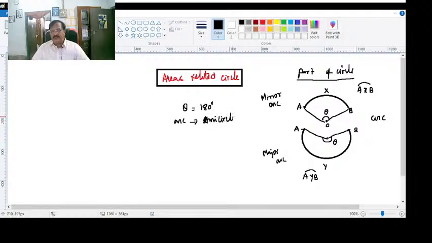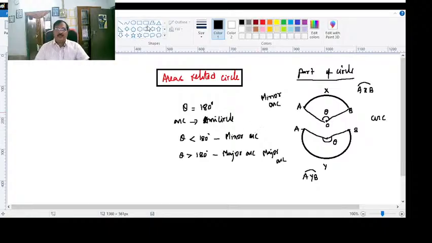If theta is less than 180 degrees, then it is called a minor arc. If theta is more than 180 degrees, then we call it a major arc. So theta decides the size of the arc. So this is about the arc. Arc means only this length. We are not concerned with area. Arc will not have any area.